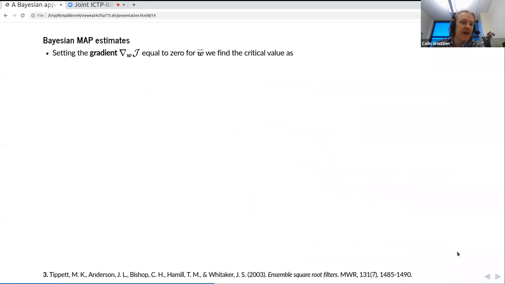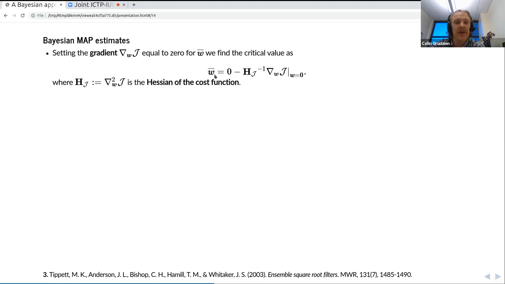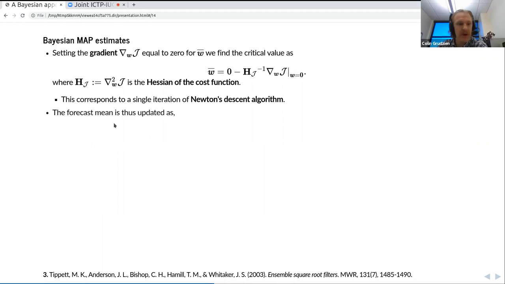So if we set the gradient equal to 0 for this critical value of the weight vector, we can write this by solving these equations, where we have H_J inverse times nabla J, all evaluated at w, equal to 0, where this H_J is the Hessian, formally the second nabla of the cost function. And this corresponds directly to a single iteration of Newton's descent algorithm from optimization, where the forecast mean is simply updated by using the particular weight vector to adjust it from the forecast, and we get the filtered mean.